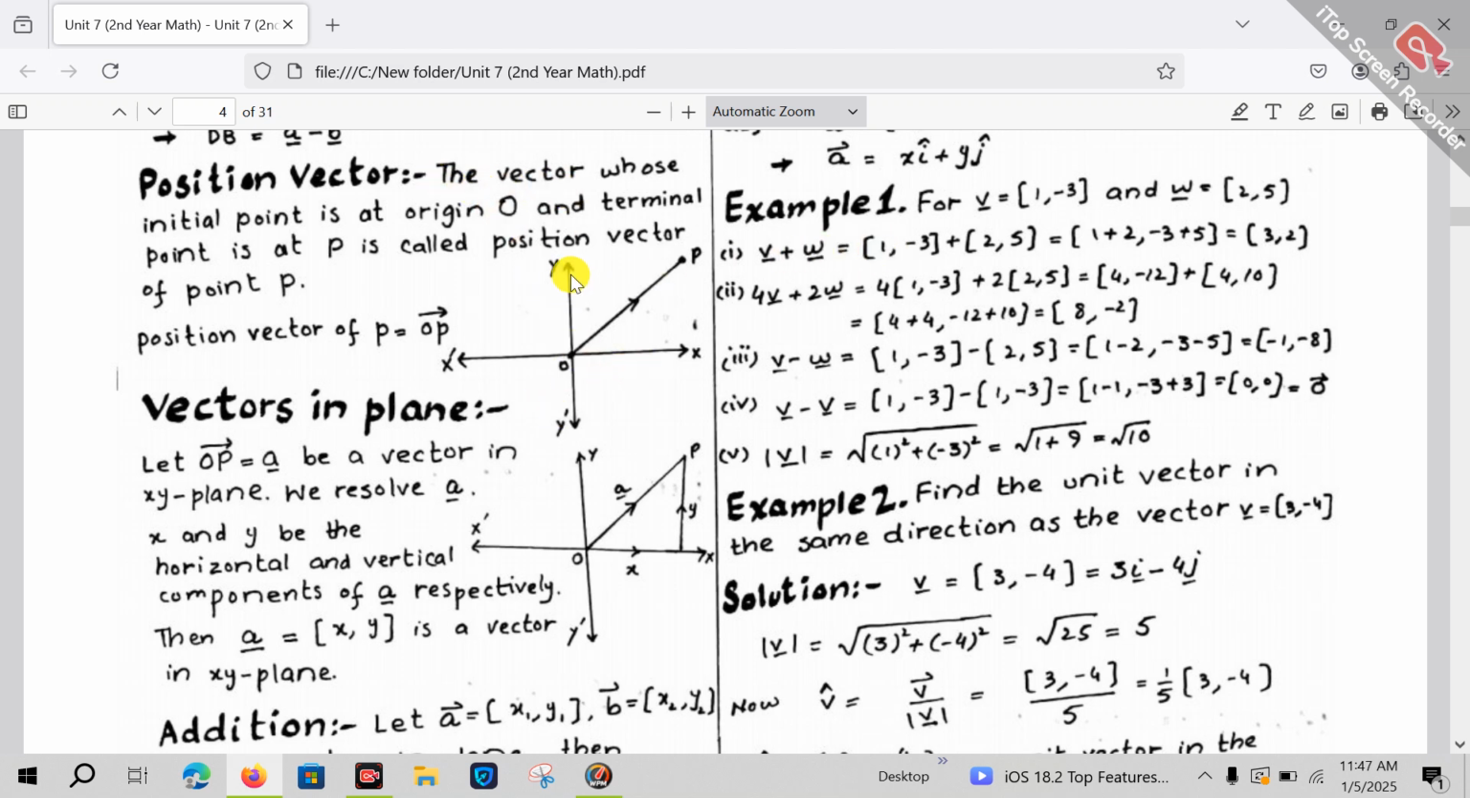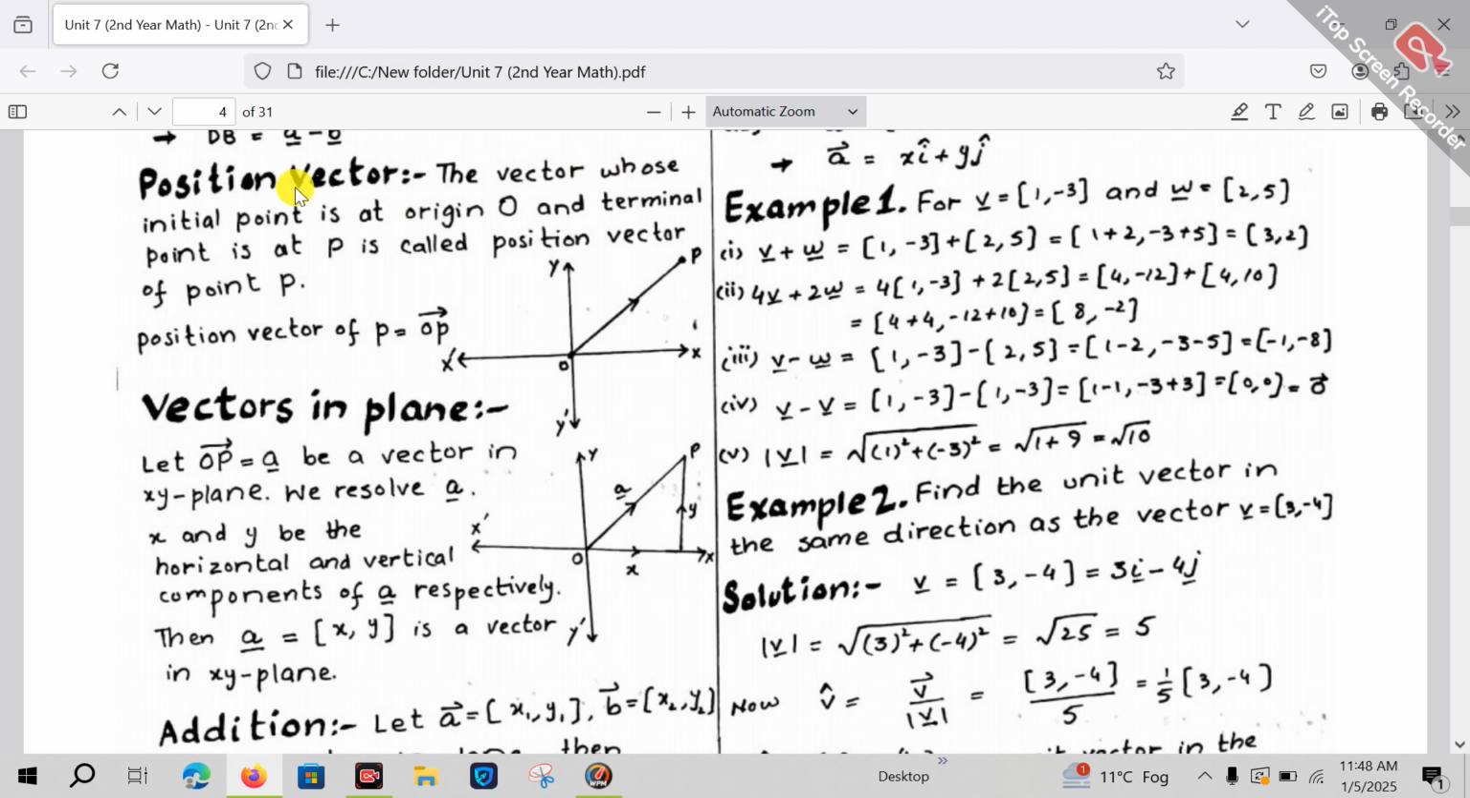Suppose this is our xy plane, this is our positive x-axis, this is negative x-axis, positive y-axis, negative y-axis. Here is the origin, here is point P in the plane. So this vector OP, here is the point O, this is the point P. So we can define this vector as OP vector.